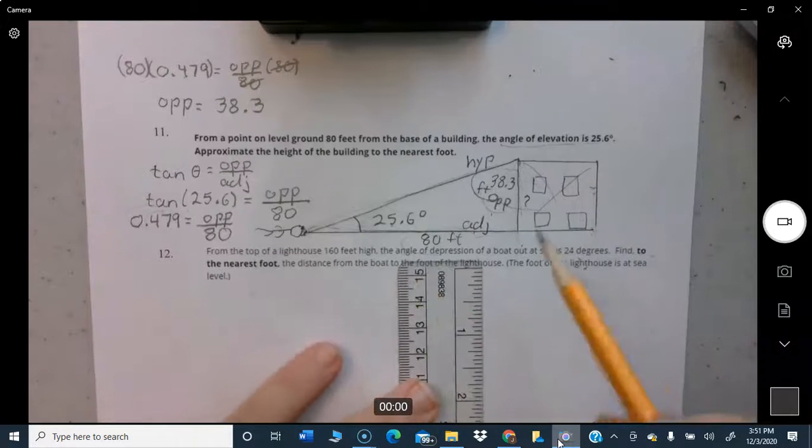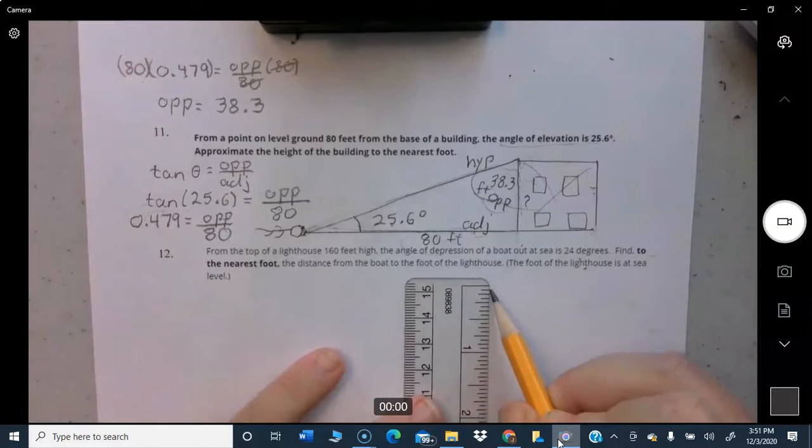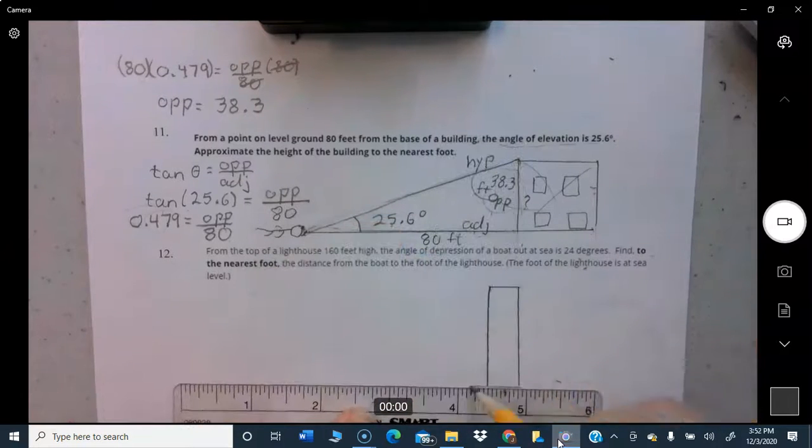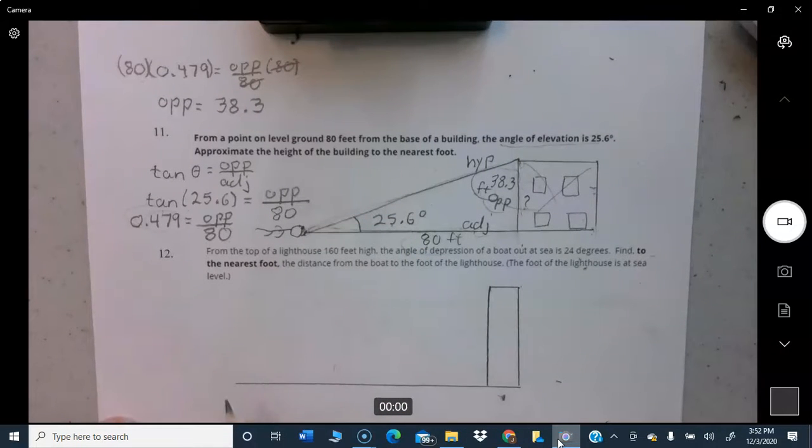So again, we'll just draw ourselves a simplified little lighthouse here. Okay, and here's the sea. This is the ocean. So here's the boat out here. Okay, it's got a little sail on it. So there's a boat. All right, so we're going to say they're talking about right here at the base of the boat.